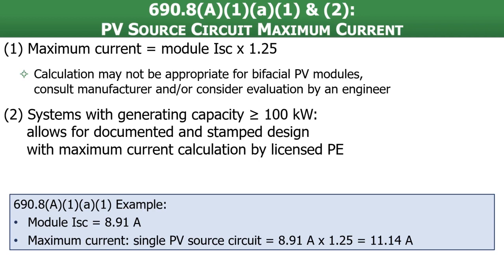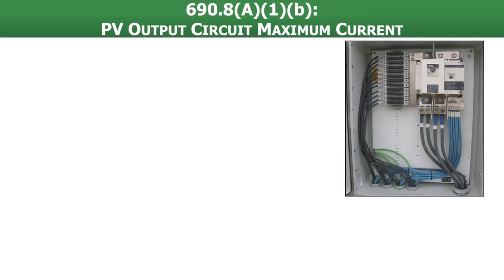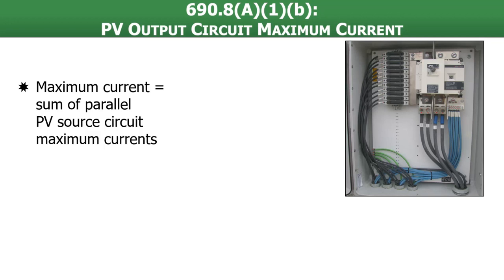Moving on to PV output circuit maximum current, we will look to NEC 690.8(A)(1)(b) for guidance on how to calculate maximum current of PV output circuits. And NEC tells us that our maximum current for our PV output circuits is going to be the sum of parallel connected PV source circuit maximum currents.